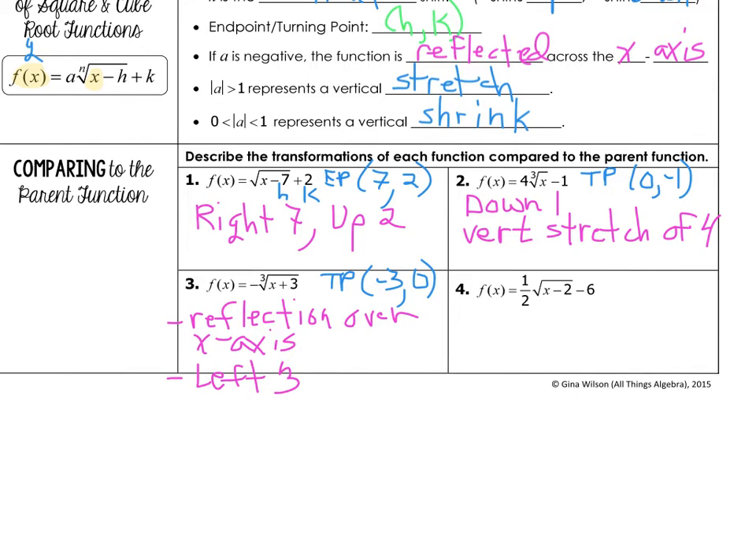All right, and then over here on this one, this 1/2, the absolute value of 1/2 is between 1 and 0. So because it's between 1 and 0, I know that we have a vertical shrink. Couldn't think of the word there for a minute. So you have a vertical shrink of, and you have to give me the value, 1/2. And then inside the function, we have a -2. So inside is right, left, and it's the opposite of what we think. So it should be right 2.